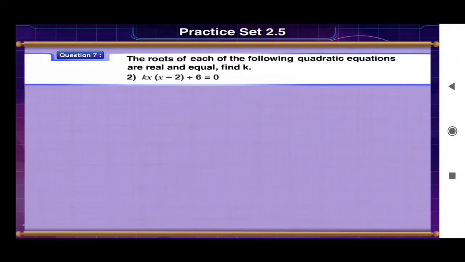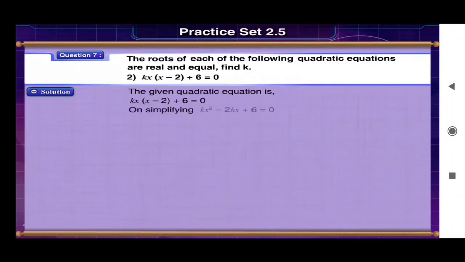2. kx into (x minus 2) plus 6 is equal to 0. Solution: the given quadratic equation is kx into (x minus 2) plus 6 is equal to 0. On simplifying, we get kx square minus 2kx plus 6 is equal to 0. On comparing with ax square plus bx plus c, we will get a is equal to k, b is equal to -2k, c is equal to 6.